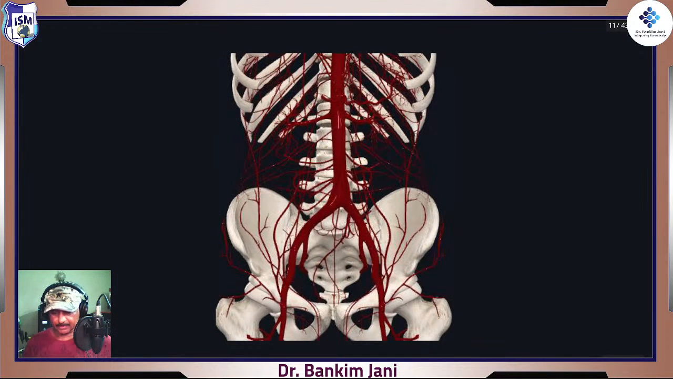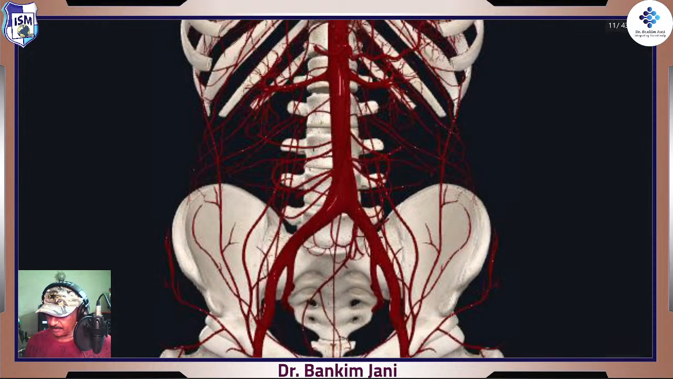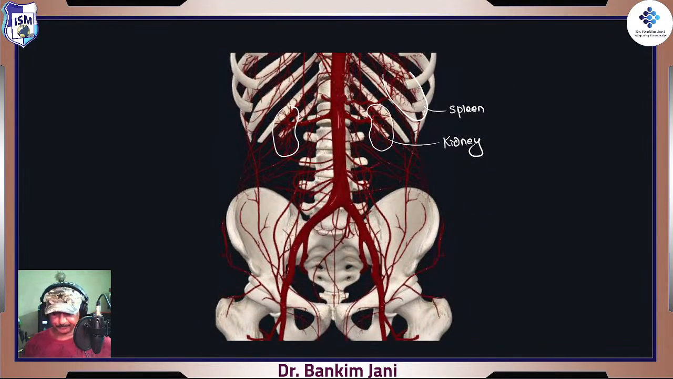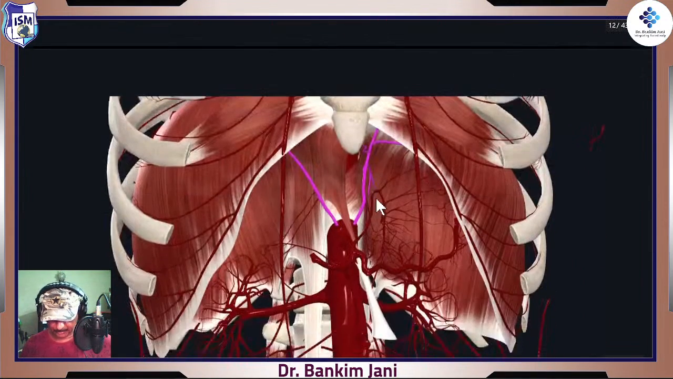See, let's zoom this. We can figure out that certain organs are like this, certain organs are like this, and then there is someone like this over here. Without saying, this is like the spleen, and this is like that kidney, and on the opposite side, so right and left. Okay, let's go systematically one by one.